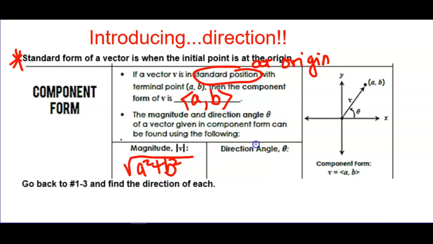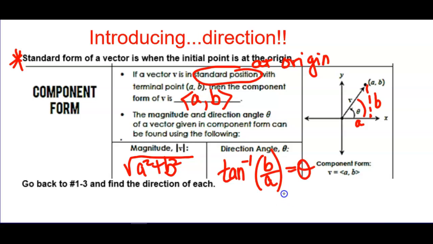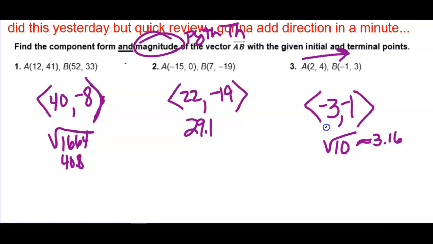but the direction, how do you find this direction in here if you know A and B? Well, if we draw this, we're trying to find an angle. If we know A and B, this angle is opposite over adjacent, so we are going to use inverse tangent y over x to find the angle. All right, so the tangent of theta would be b over a, so we're going to work backwards. So we're supposed to go back to 1 through 3 and find the direction for all of these.